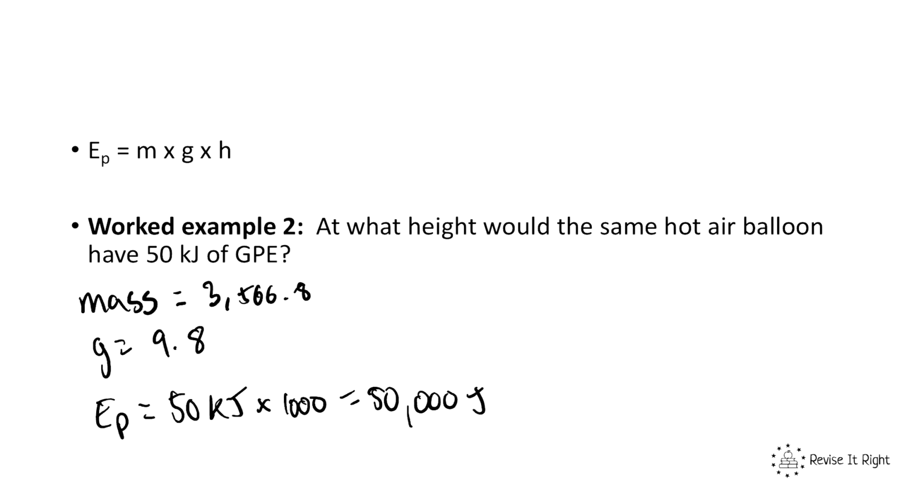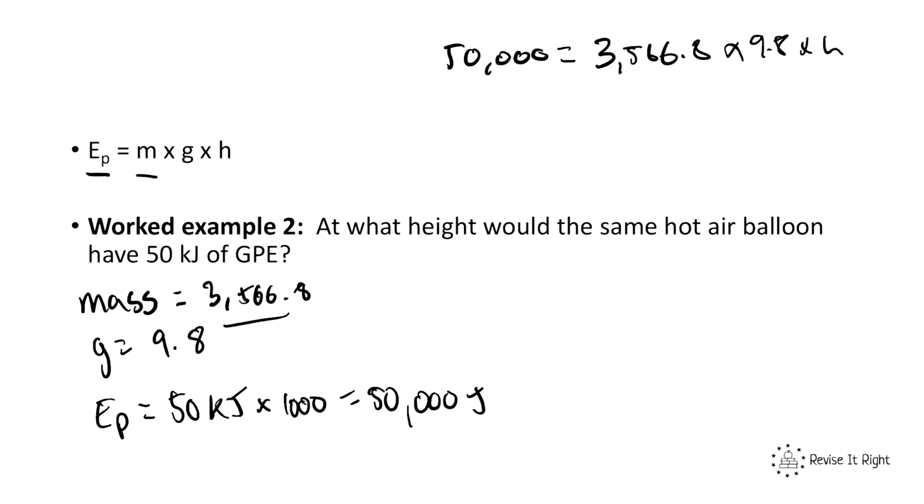And once we've written those down, we can input them into our equation. So gravitational potential energy is 50,000, which is equal to the mass, which is 3,566.8, times the gravitational field strength, which is 9.8, times height, which is what we are trying to work out. So now we need to get height on its own, so we can pull this over to this side. It's a times over there, so we can divide it. So 50,000 divided by 3,566.8 gives us 14.018, which is then equal to 9.8 times the height.